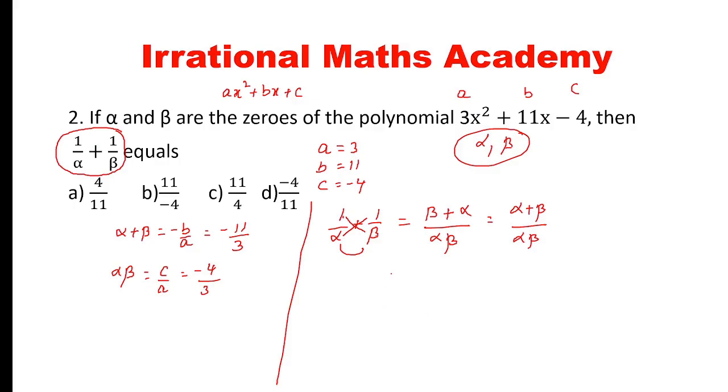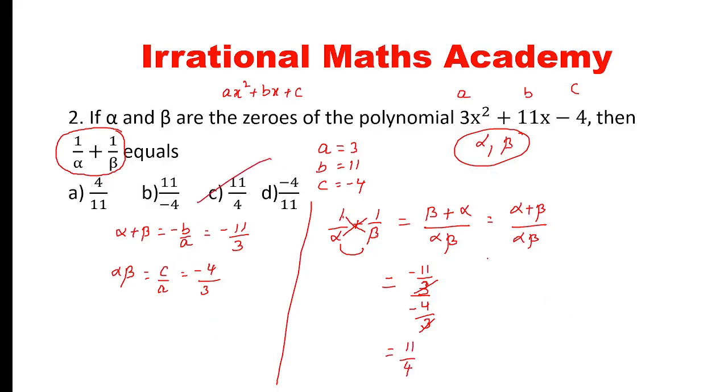So now, since I know the alpha plus beta value, what is the alpha plus beta value? Minus 11 by 3, divided by alpha beta value, minus 4 by 3. So two ways you can solve it. Minus minus you can cancel, the 3 you can cancel, minus minus becomes plus, so you'll be left with 11 by 4. So answer is 11 by 4.